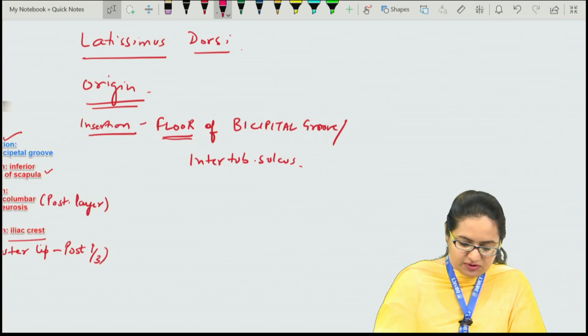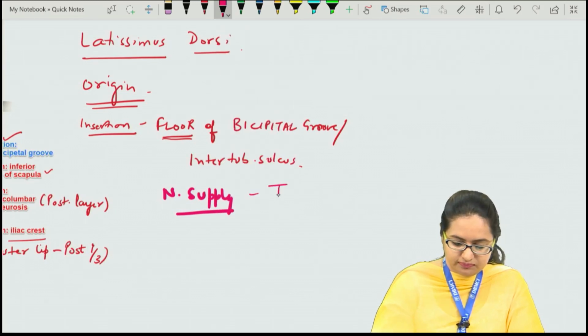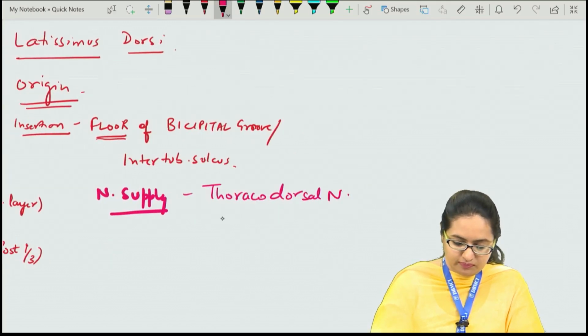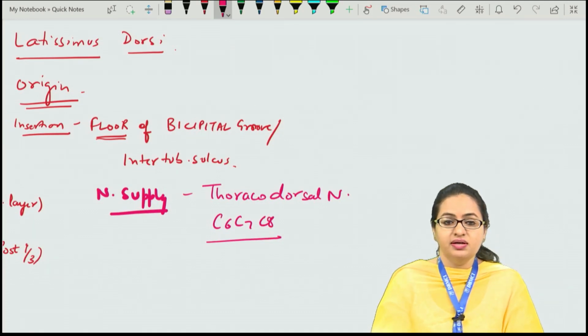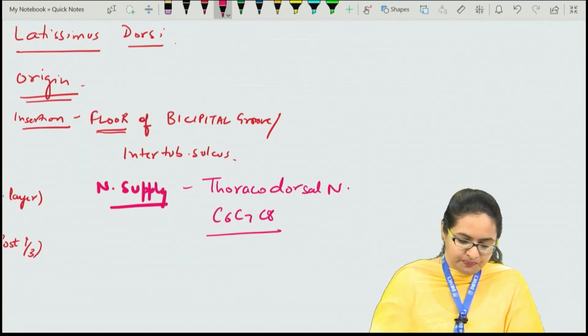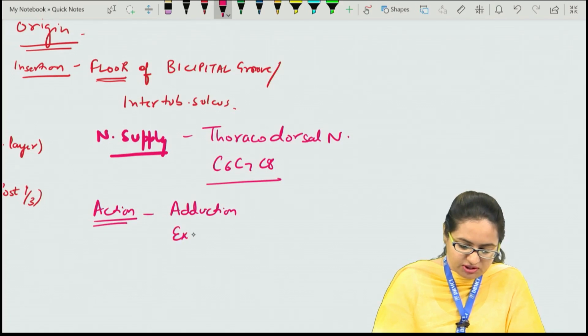The nerve supply of this muscle is the thoracodorsal nerve, and the root value for this is C6, C7 and C8. This thoracodorsal nerve is one of the branches of the posterior cord of the brachial plexus. Then the major action of this muscle is that it helps in adduction, extension and medial rotation.